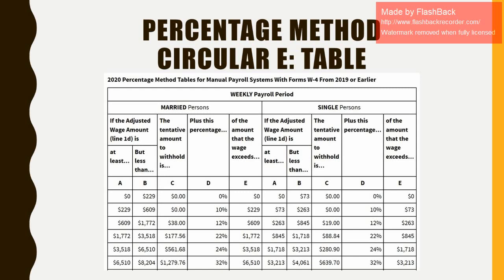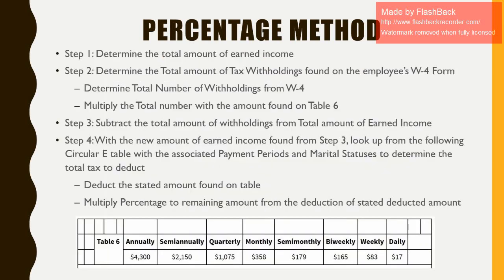Okay, so 15 more minutes. So how to do the percentage method is going to be these 4 steps, okay? So again, I'm going to explain every single step. This is just giving you a guideline of exactly how you calculate it. And I will go over it step by step. So the very first thing is you're going to have to collect the W-4 form from your employee to determine the number of withholdings from the employee. So again, we're using the W-4 form from 2019.